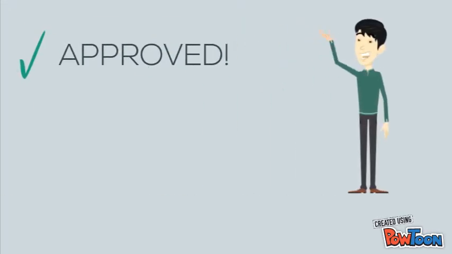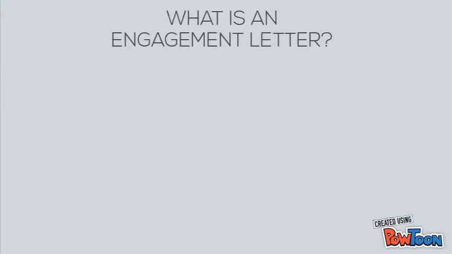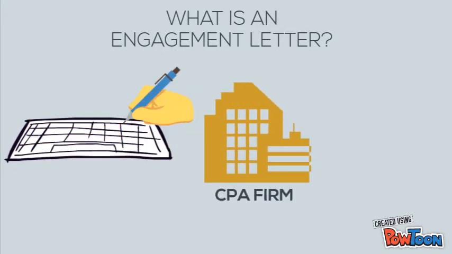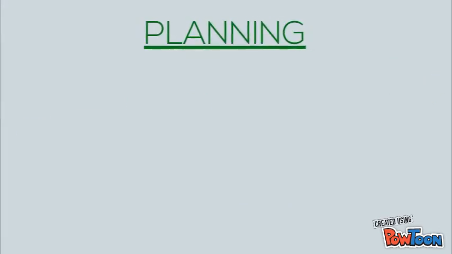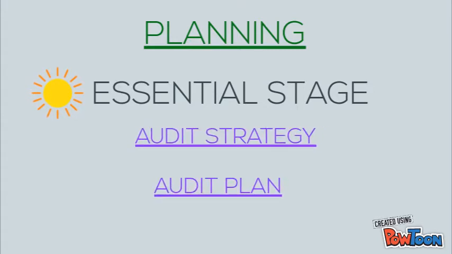After a decision is made to accept or continue an engagement, an agreement should be reached with the client, preferably through the auditor, and an engagement letter is prepared. So what is an engagement letter? It is a formal written agreement between the CPA firm and the client for the conduct of the audit and related services. Planning. This is an essential stage that helps establish the overall audit strategy and development of the audit plan.